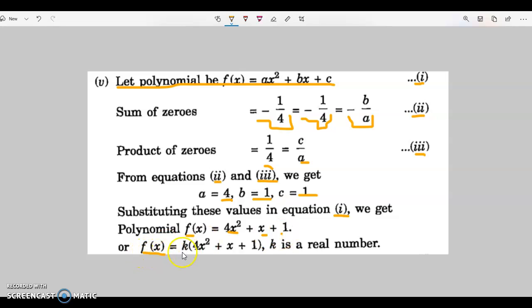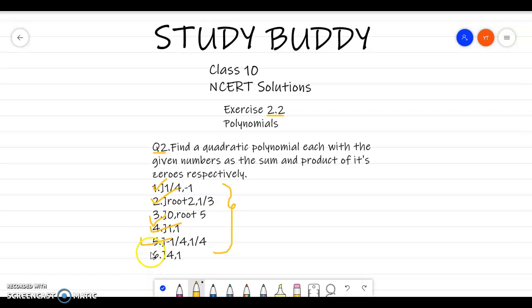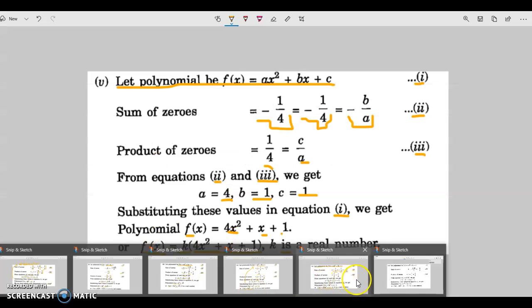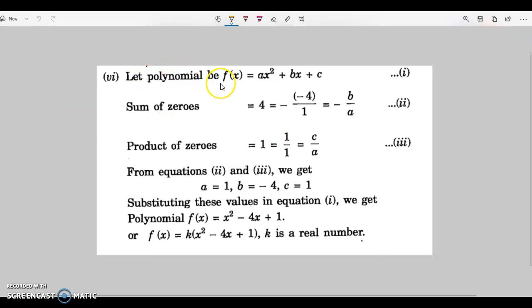By taking f of x is equal to k into 4x square plus x plus 1, k is a real number. Moving on to the sixth question, that is 4 comma 1. For this one, you take some polynomial f of x to be ax square plus bx plus c. For this one, I am taking the sum of zeros to be equal to 4, where minus of minus 4 by 1 is equal to minus b by a. I am considering this to be equation 2, and the product of zeros is equal to 1. By writing in the form of c by a, you get 1 by 1, which is equation 3.